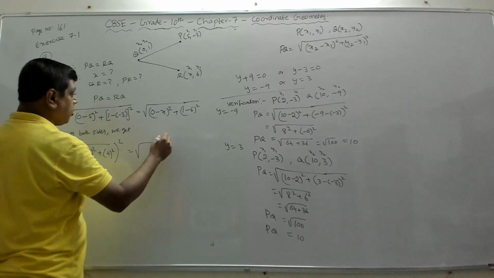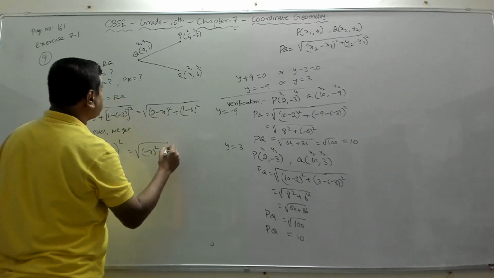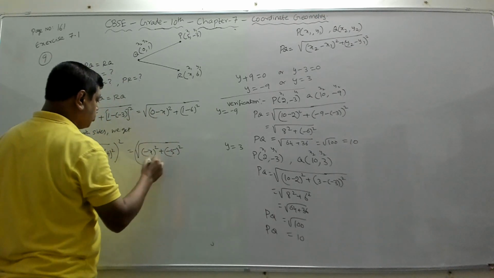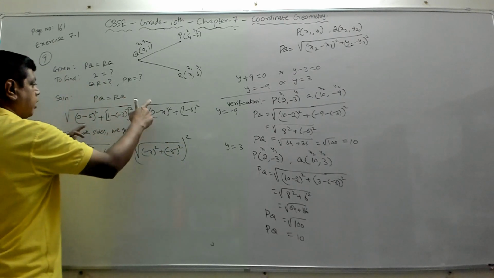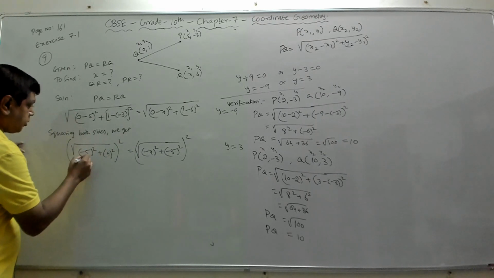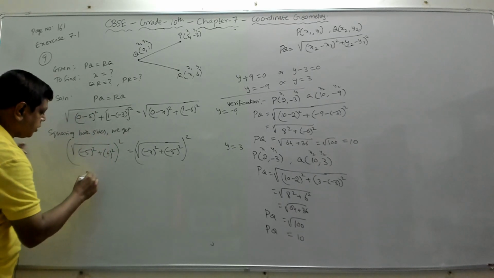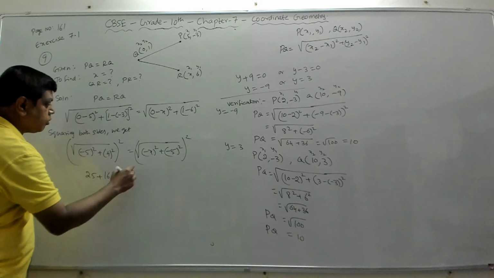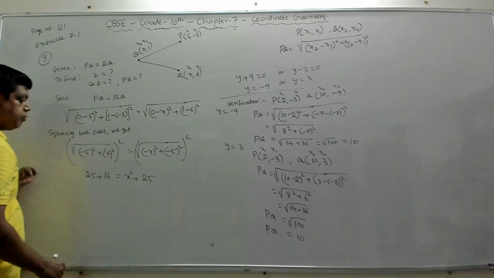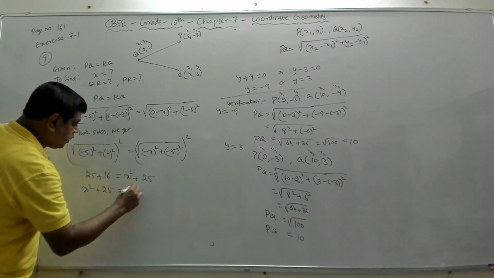That is equal to this is 0 minus x the whole square. This will become minus x the whole square plus this will become minus 5 the whole square. Now square root and square will be gone because we are squaring a square root, so both will be gone. We'll just have this minus 5 the whole square is 25 plus 4 square is 16, equal to this is x square plus minus 5 the whole square is 25. So we can bring everything to one side. So we write x square plus 25 equal to 25 plus 16.